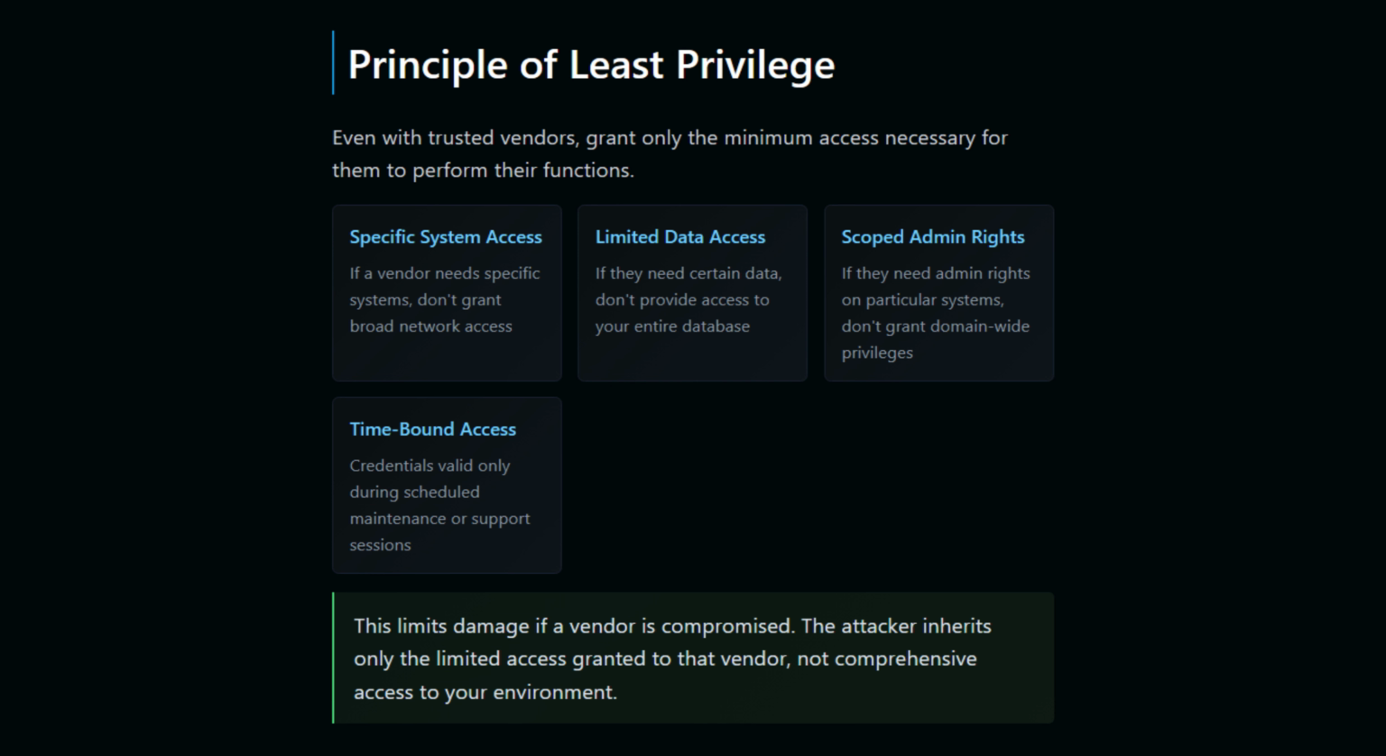Even with trusted vendors, grant only the minimum access necessary for them to perform their functions. If a vendor needs access to specific systems, that's the only place they should get that access, not anywhere else. Time-bound access is great, so the vendor credentials are only valid during scheduled maintenance windows or support sessions, not any other time. Implement just-in-time privileged access requiring approval for sensitive operations rather than granting standing privileges.